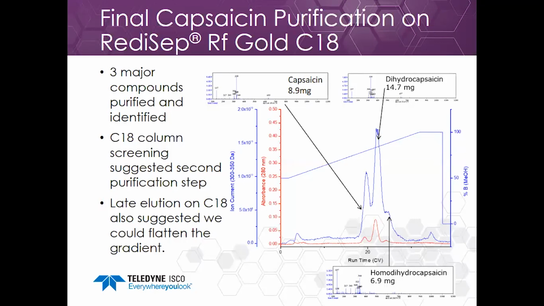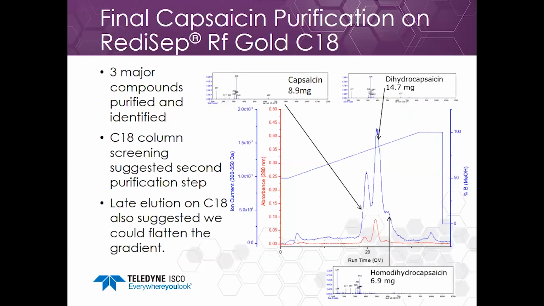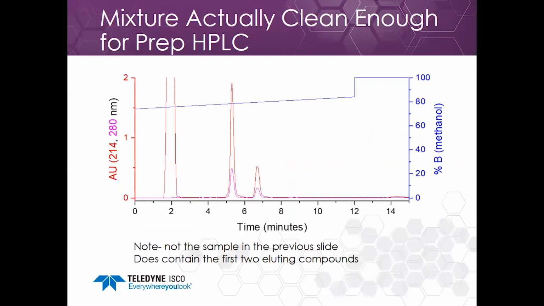In fact, the alumina run was so clean that you could run it on a prep LC system and get very good peaks. Please understand that this is not the sample that we had in the previous slide, but it does contain the first 2 eluting compounds, in other words, the capsaicin and the dihydrocapsaicin. However, I have excellent resolution between those, and I will tell you in a future webinar how to produce a gradient like that from your analytical HPLC. So stay tuned.